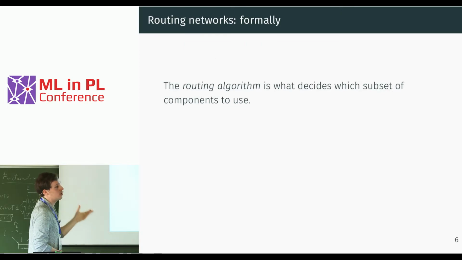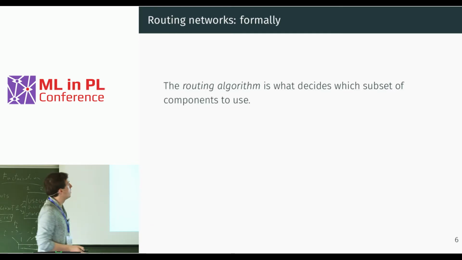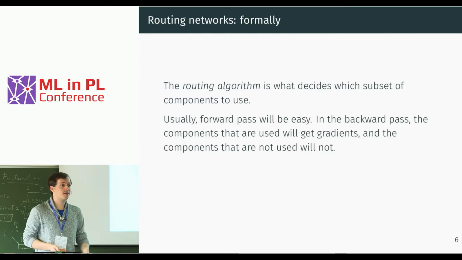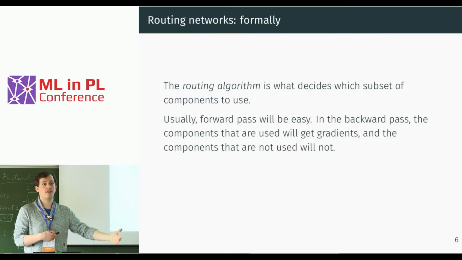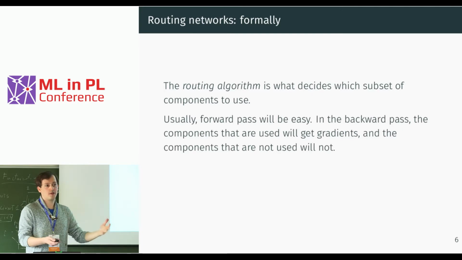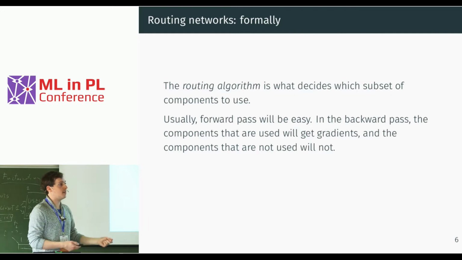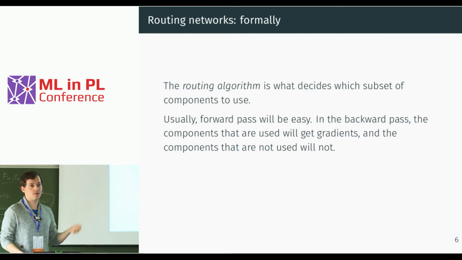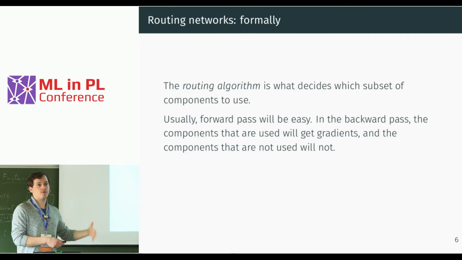Okay, the routing algorithm is whatever will be choosing these components, whatever will be choosing which path to take in this larger graph. As a rule of thumb, if we devise some routing algorithm, running a forward pass will be easy, because we'll just be asking which components should I run, and then just run them, right? Assuming your particular framework can do dynamic graphs, like PyTorch, for example, or new TensorFlow, then you should be able to do this. But then on the backward pass, the components that you used will get gradients. The components that you didn't use will not get gradients.